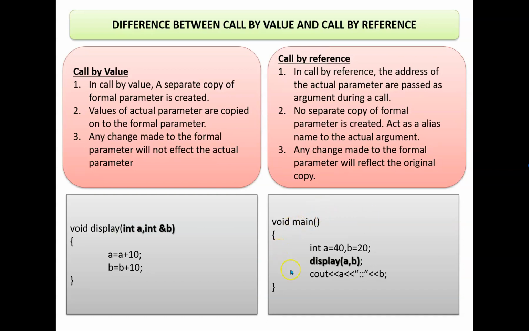Here is the call by value. A is 40, B is 20. Display is sent a copy of A and B. Okay. Oh, and here's the implementation. Sorry, I got confused there.